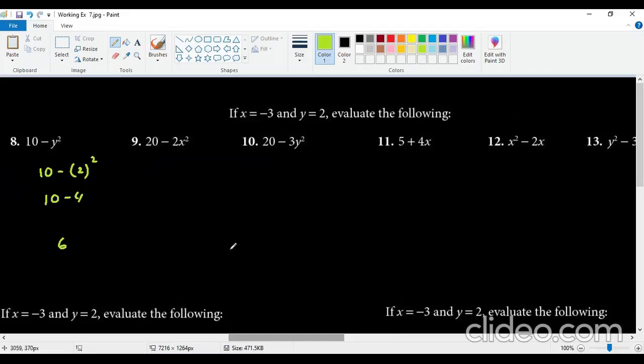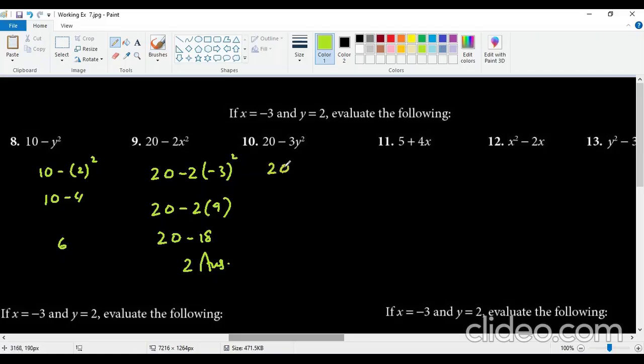Question number 9. It says 20 minus 2, x value is -3 square. That means 20 minus 2 times 9. That means it's going to give you 20 minus 18, which is going to give you a 2 as an answer. Now in here it is 20 minus 3. The value of y is going to be 2 square. That means 20 minus 3 times 4. So this is going to give you 20 minus 12, which is an 8 as an answer.